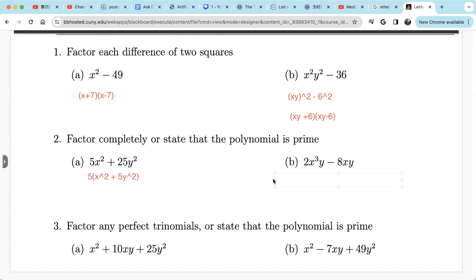Let's see b. For b, we can factor out 2xy, because both terms have 2 as a factor, x as a factor, and y as a factor. Once we factor out, the first one has x squared left and the second one has 4 left. Because if we multiply 4x squared with 2xy, we still get 2x cubed y, and if we multiply negative 4 with 2xy, we still get negative 8xy. So 2xy, and x squared minus 4, where 4 is 2 squared, can be factored as x plus 2 and x minus 2.